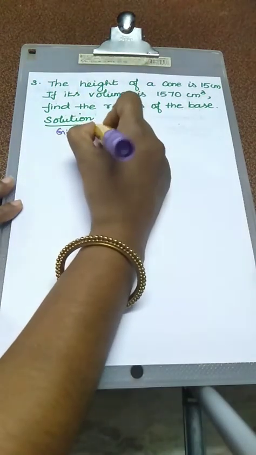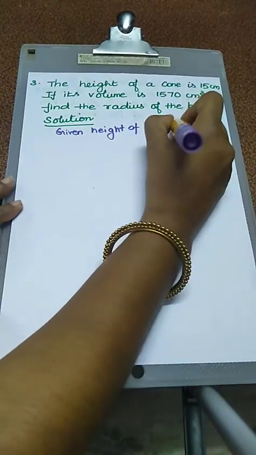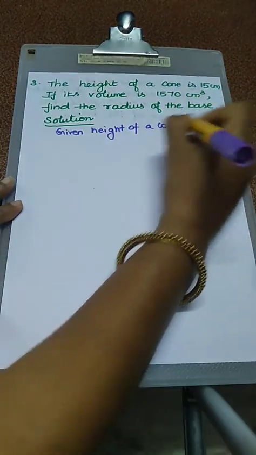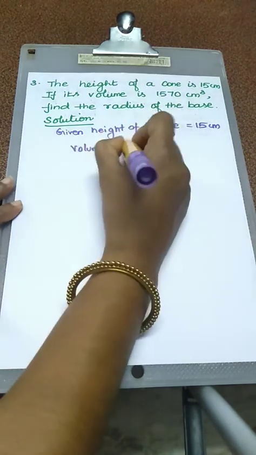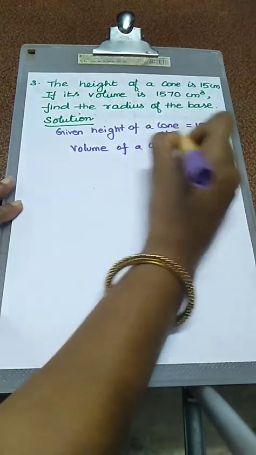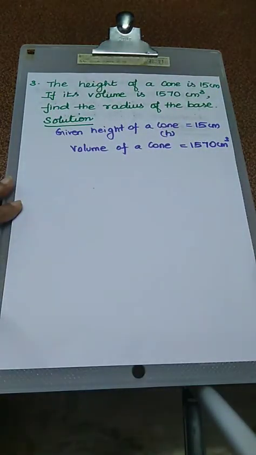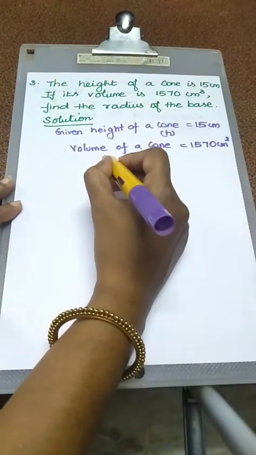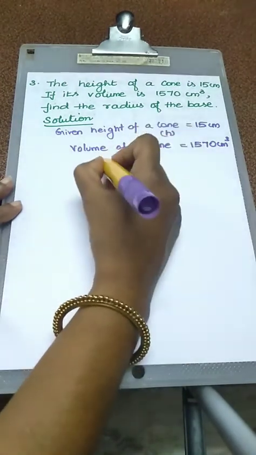What is given? Height of a cone is 15 centimeter, and another one, volume of a cone, is 1570 centimeter cube. So what is the formula? 1 by 3 pi r square h. Using this formula we can easily calculate the radius of the base.